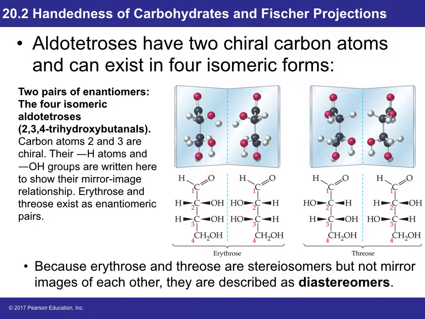We'll have an example right after. So what we're looking at here, for the aldotetrose, so 4 carbon atoms, 2 chiral carbons, can exist then in 4 isomeric forms, because it'd be 2 to the power n, n being the number of chiral atoms that you have. And when you look at the figure at the bottom, you see that erythrose and threose as stereoisomers are not mirror images of each other. So we call those diastereoisomers.